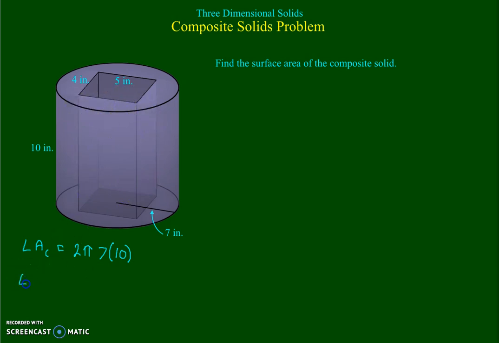So let's call this lateral area of the prism, and that's going to be the perimeter times the height. And you can tell that the height of this prism is the same as the height of the cylinder. So this is going to be perimeter times height, which is 5 plus 5 plus 4 plus 4. So that's going to be 18 times 10.